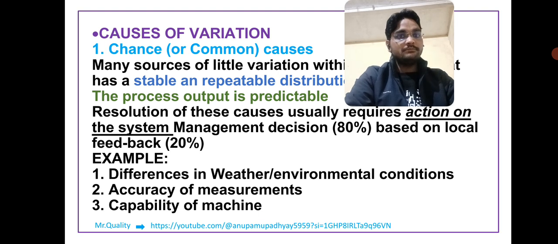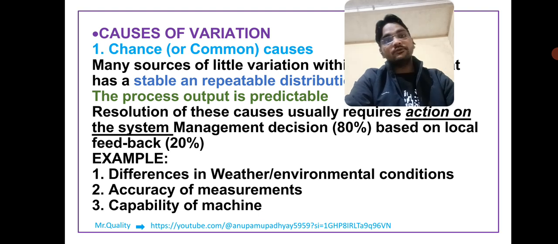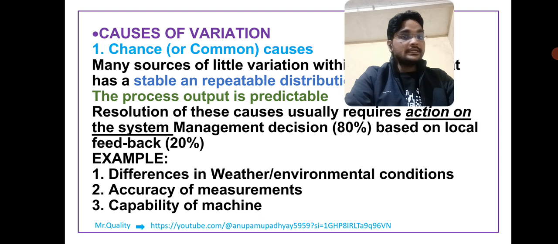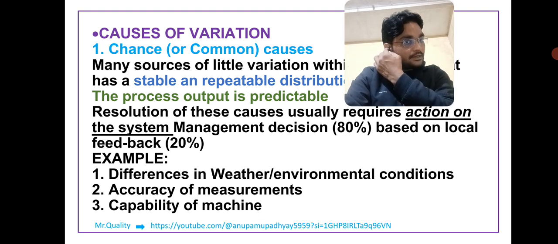Examples of common causes are differences in weather conditions, environmental conditions, accuracy of measurements, and capability of the machines. These are examples of common cause variation.